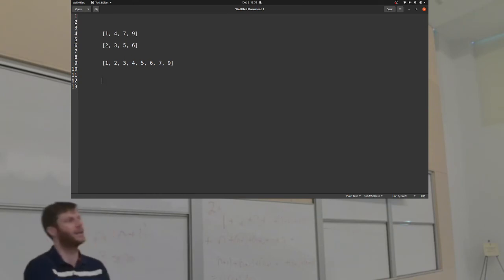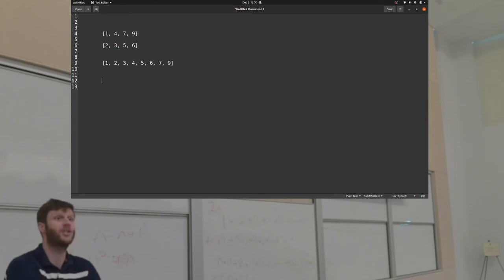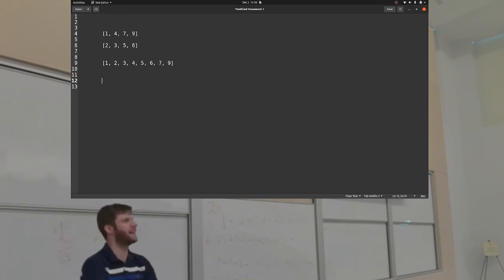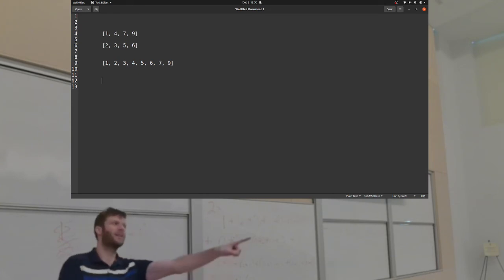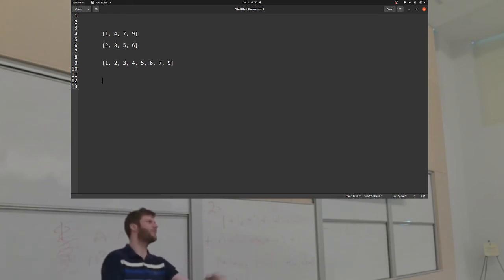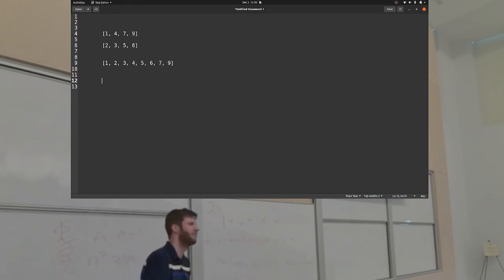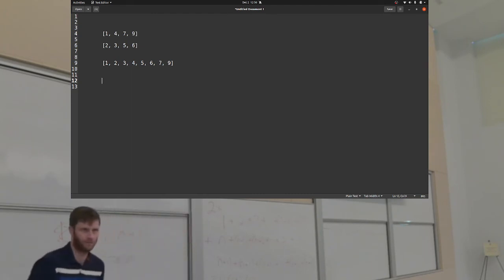How much work did that take? Let's say I had two lists of roughly size n. 2n. But I don't care about coefficients, right? So computer scientists would say, it's n. It's n amount of work.